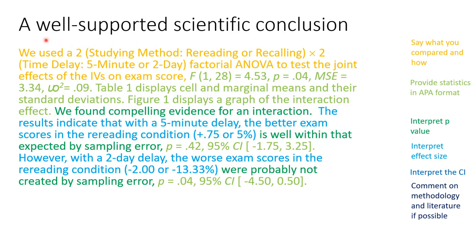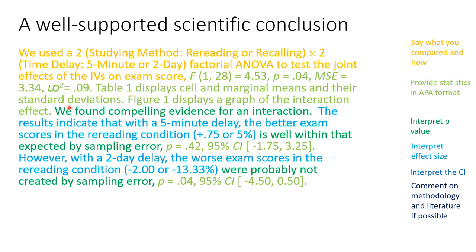So tell what we did. We used a 2 by 2 factorial ANOVA, and I'm telling you what the levels of each independent variable were in parentheses to test the joint effects of the IVs on exam score, the dependent variable. Then I'm providing the statistical information. I am also referring to table 1 that has the cell and marginal means and standard deviations. And then I'm also referring to the figure of the interaction. Now, I didn't include those on the slide because it was just too much information to get in there. But if you're interested in what those look like, of course, you can look in the chapter to see them.